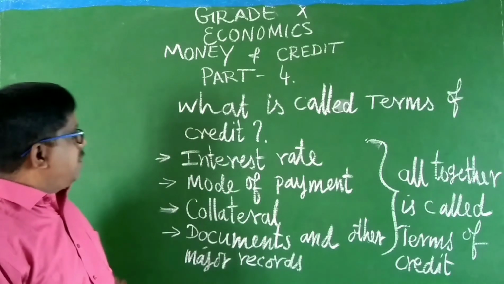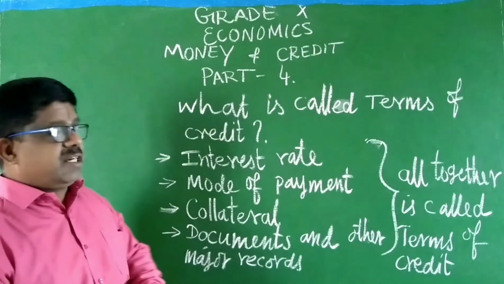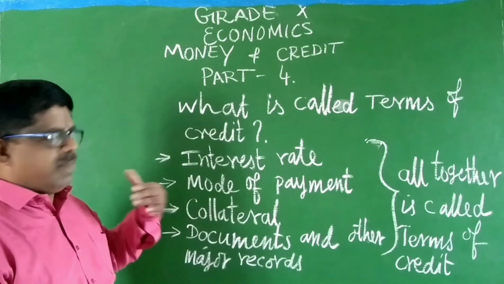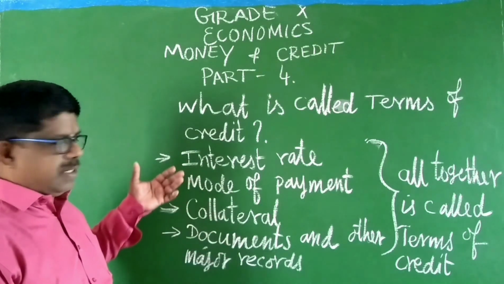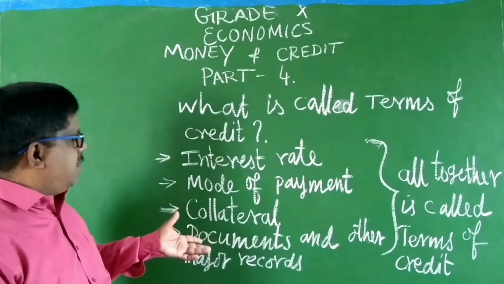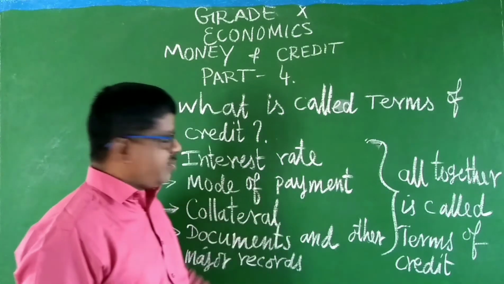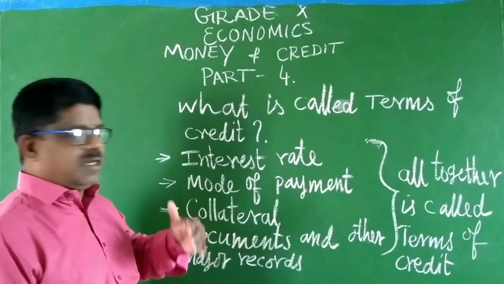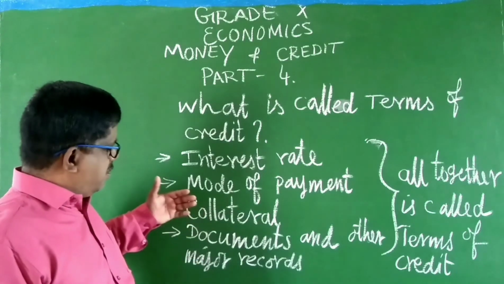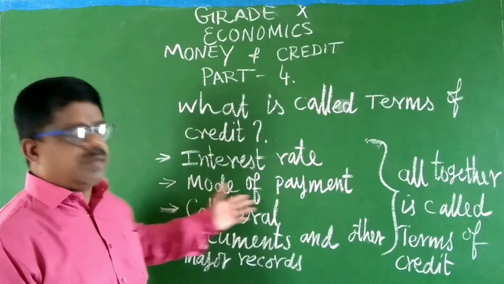Students, please try to understand what is called the terms of credit. Interest rate, that is how much rate of interest is collected by the money lender or the bank, whether it is a formal source of credit or informal source of credit. Then next, mode of payment, whether EMI, that is monthly installments, or every week, or every year, some amount of rupees is repaid every year until the total amount is repaid. This is called a mode of payment.